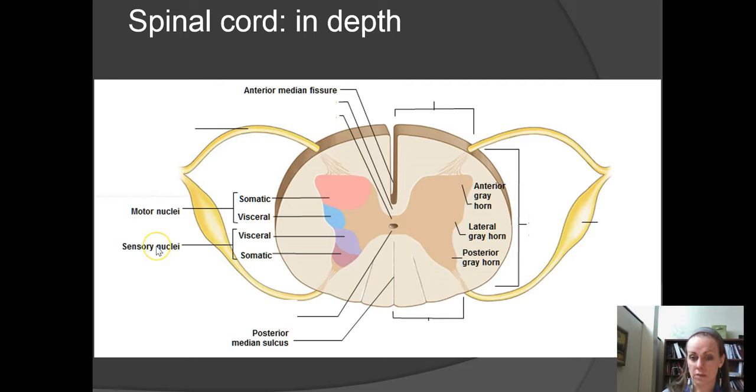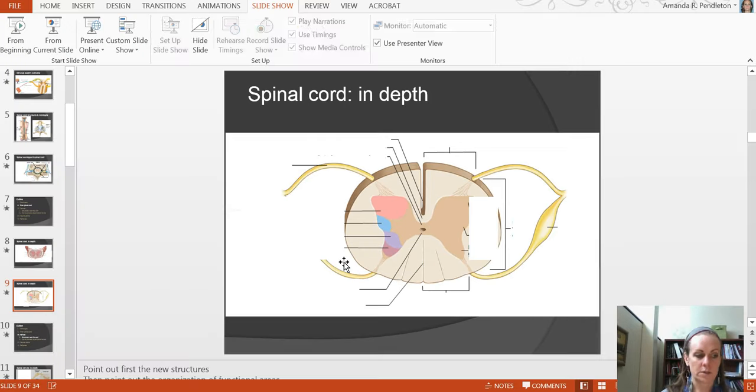and visceral sensory. Okay. Remember, somatic motor is going to be going to your skeletal muscles. Visceral motor is going to be going to cardiac muscle, smooth muscle, glands, adipose tissue. And sensory visceral, okay, that is going to be sensations coming from your internal structures. And then finally in the posterior gray horn, we're going to have somatic sensory, okay? And so those are going to be the functions associated with each of those horns.